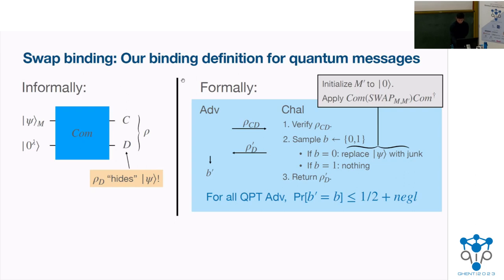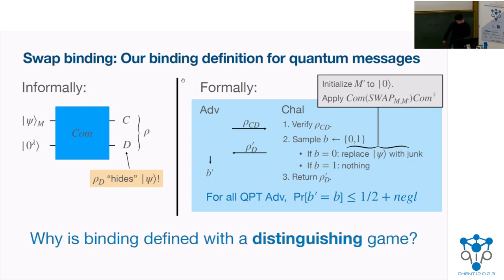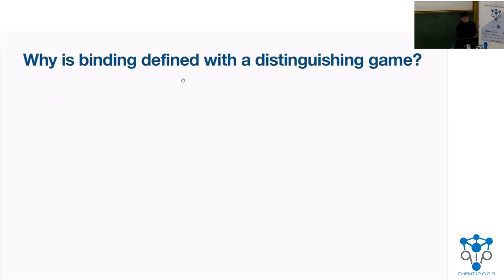Okay, so there might be several odd things that jump out to you about this definition, but maybe one salient one is that we're formalizing binding using a distinguishing game. We're formalizing the notion that you can't change a message using the inability of the adversary to guess a bit b. So why is that the case? Well, let me just give you a little intuition for that.